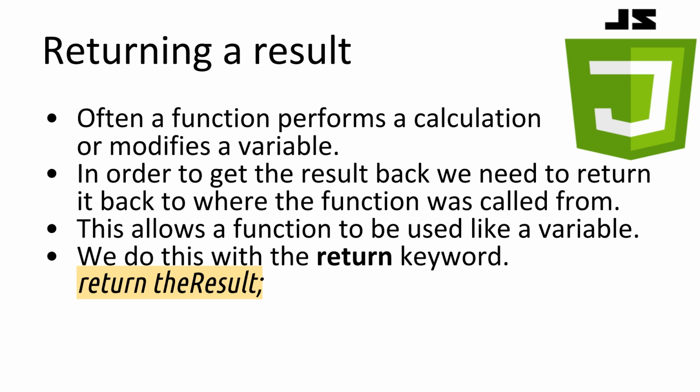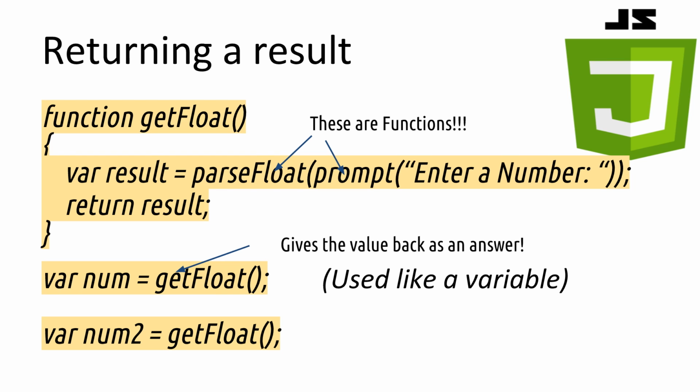Often, if code is going to be useful for reuse, it probably performs some calculation on some variables. We can get the result of that calculation and use the return keyword to give the result back to where the function was used or called from. Because the value is returned, it will allow us to use a function similar to how we would a variable. In the example line here, we return the value inside the variable called result. Here we can see it in action.